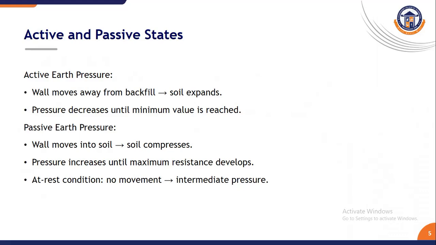And then active and passive state. Here, in the active earth pressure condition the retaining wall moves slightly away from the soil, causing the soil mass to expand, and then the pressure on the wall decreases until it reaches a minimum value, which is the active pressure. And the passive earth pressure means the wall moves into the soil, compressing it and increasing the pressure until the soil offers maximum resistance. This is called the passive state.